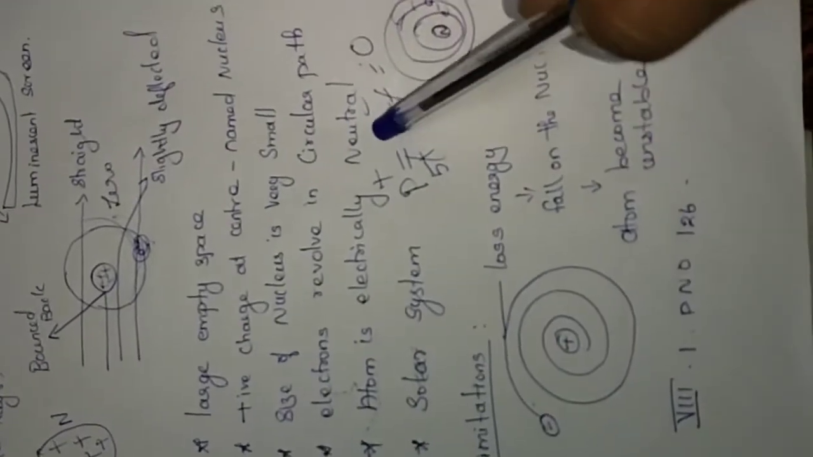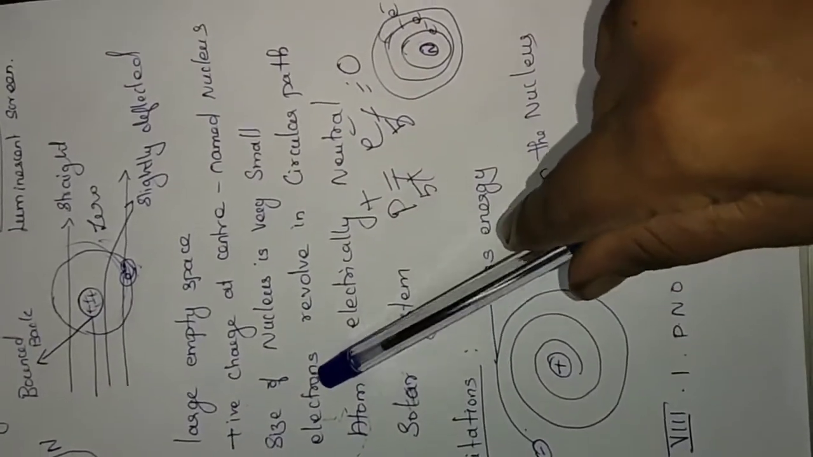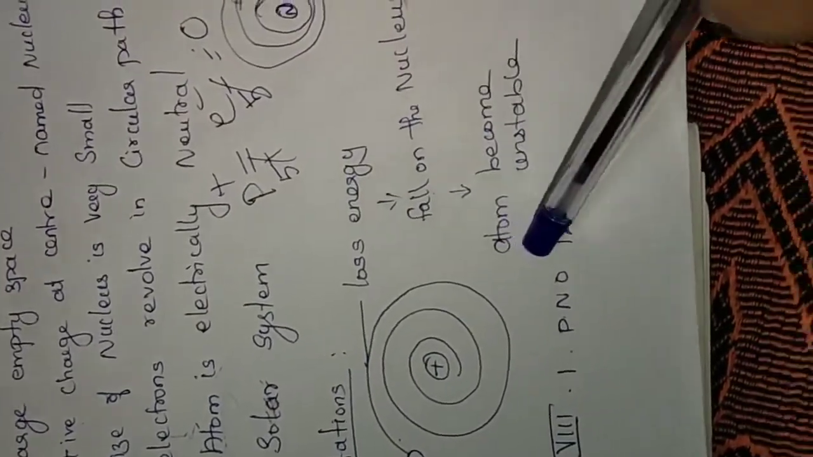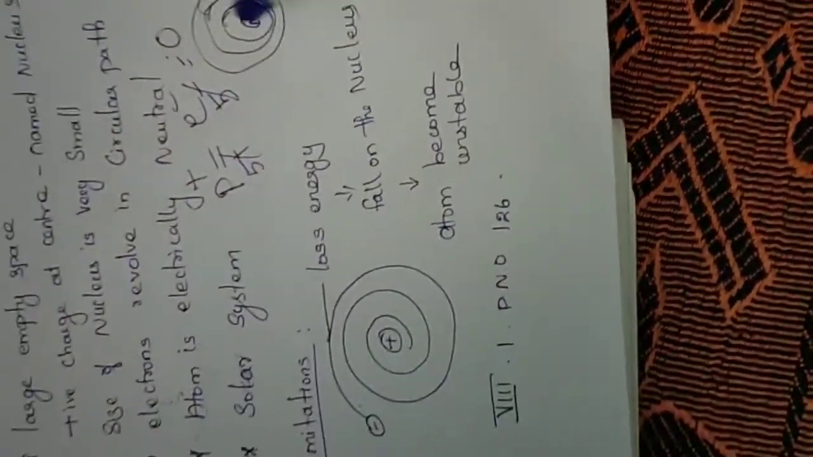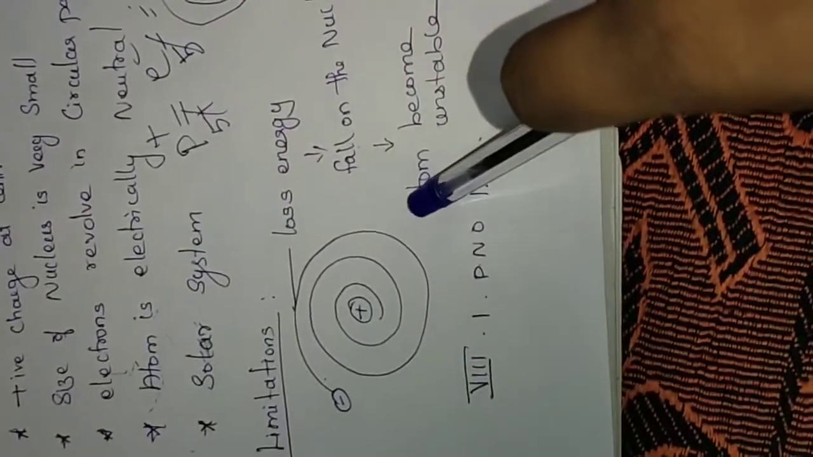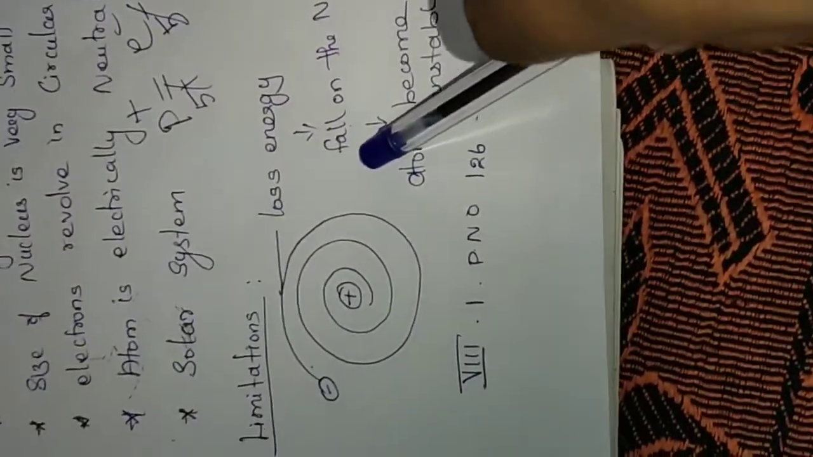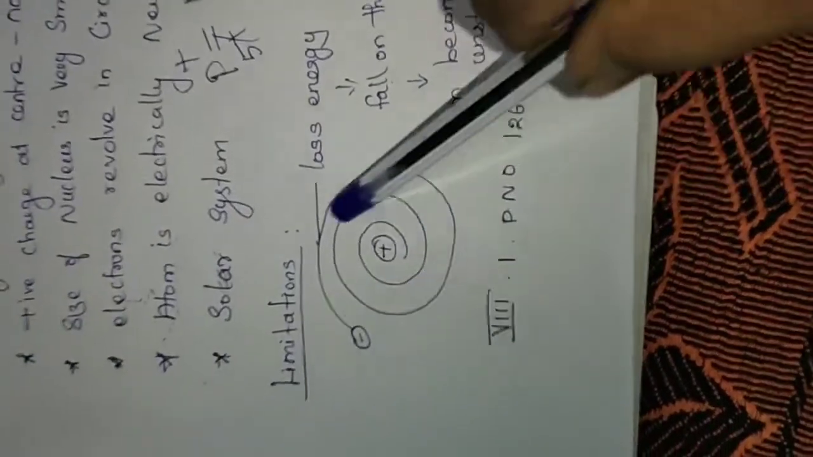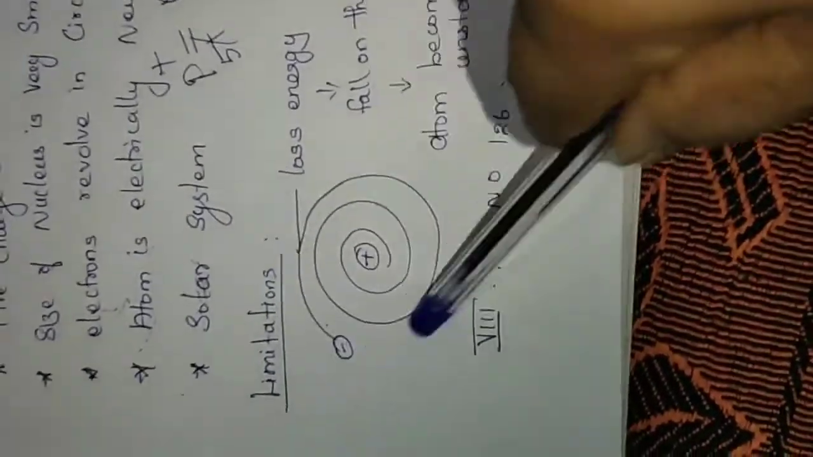What did he say here? Electrons revolve in a circular path, like a solar system, we said, isn't it? Here, according to electromagnetic theory, consider this is a nucleus and this is the electron in the circular path, it is rotating up and down.